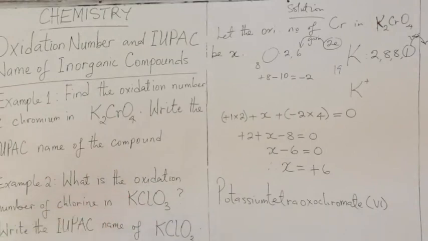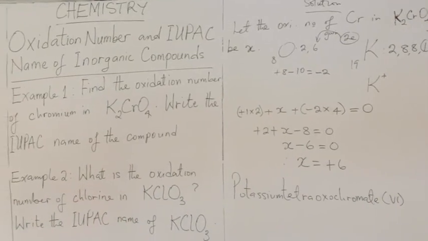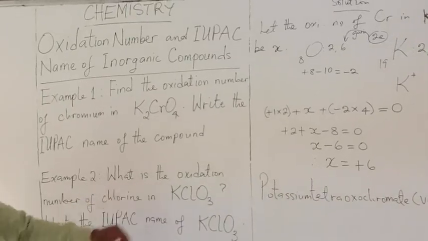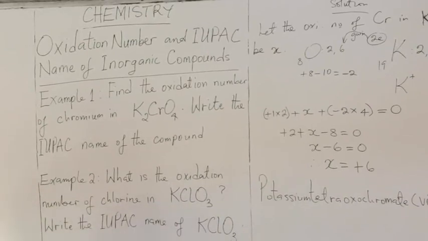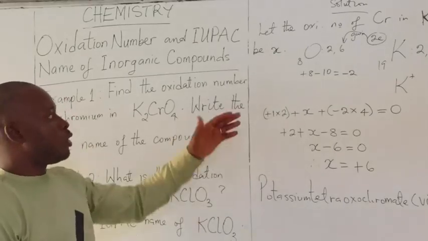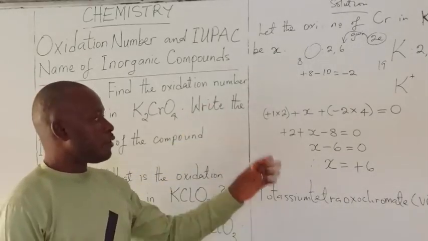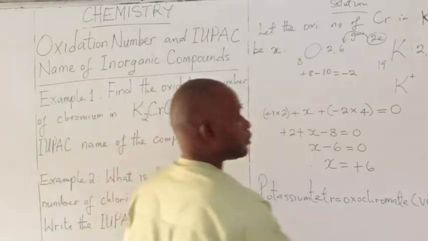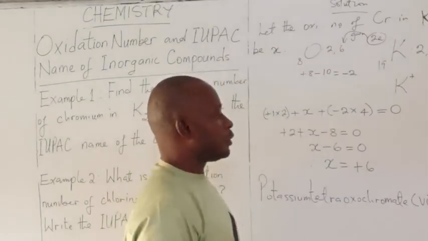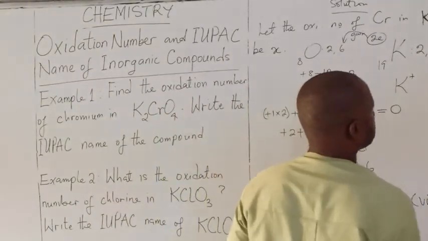What is the oxidation number? Example 2. What is the oxidation number of chlorine in KClO3? And then write the IUPAC name of KClO3. How are we going to approach that? We are going to repeat the same method that we have here. Okay? So we need our board eraser to erase.